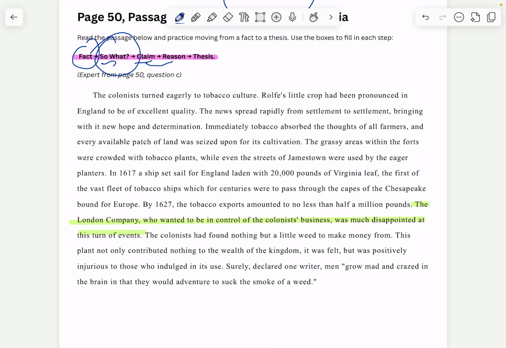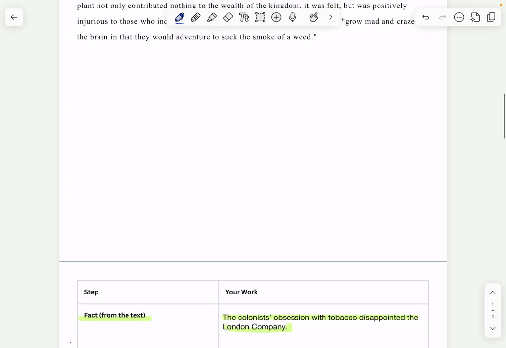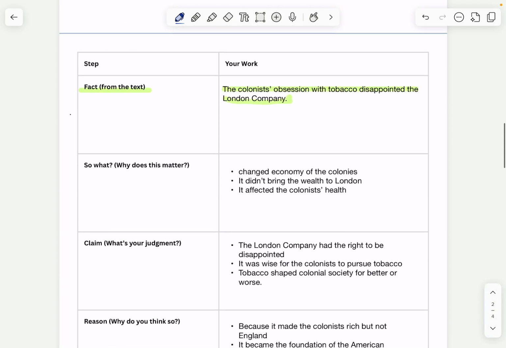I didn't pick a fact that said something like the colonists grew a lot of tobacco, because that one's too plain. It doesn't actually open the door for the so what. So your fact that you choose down here in your table, or when you write it in your WR book, has to answer the so what. Make sure that you are answering the so what with this fact. If you can't answer that question, it's probably just too plain or too vague.